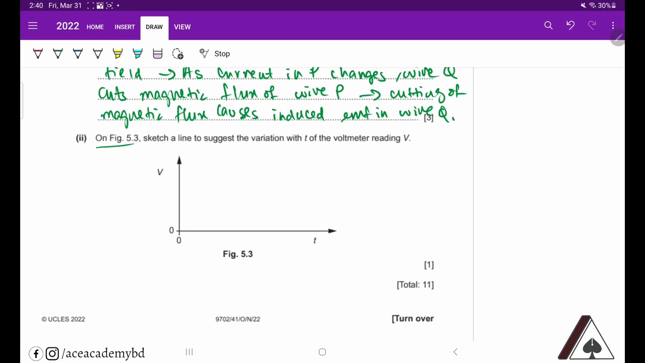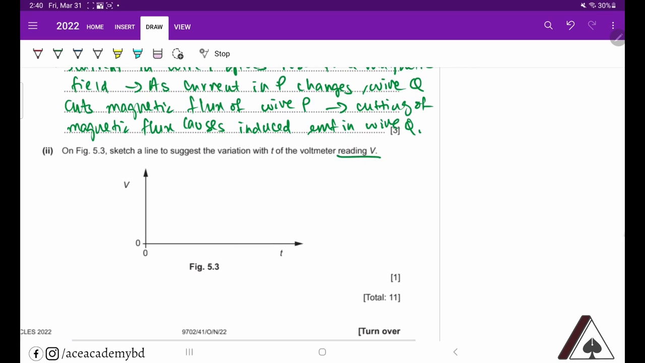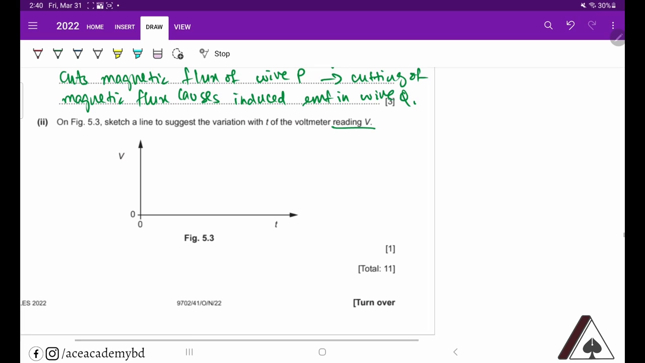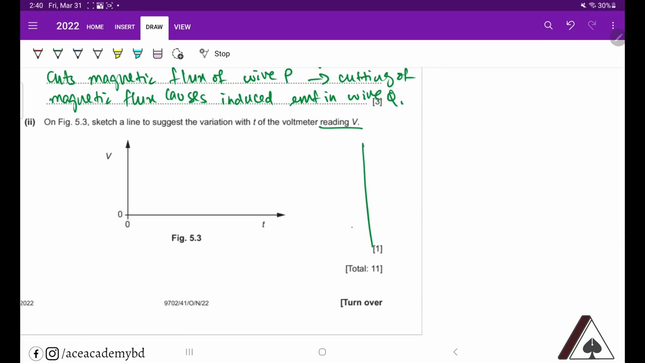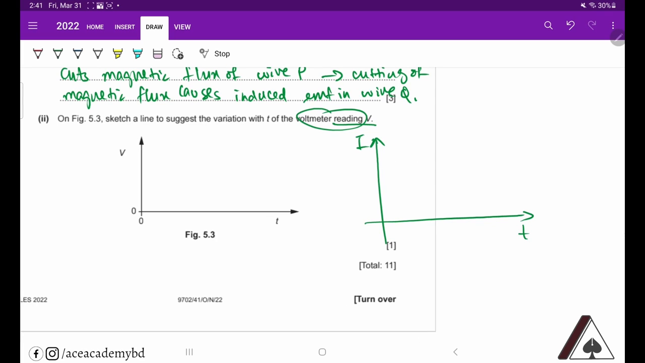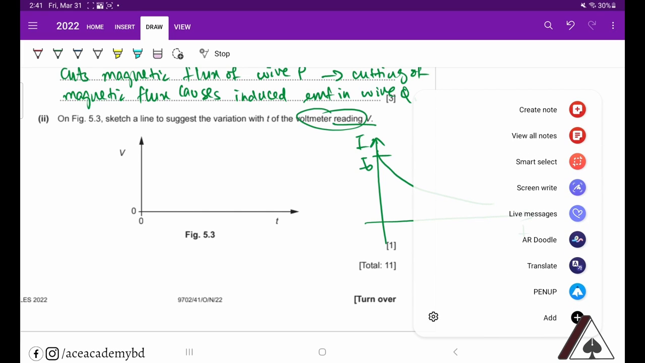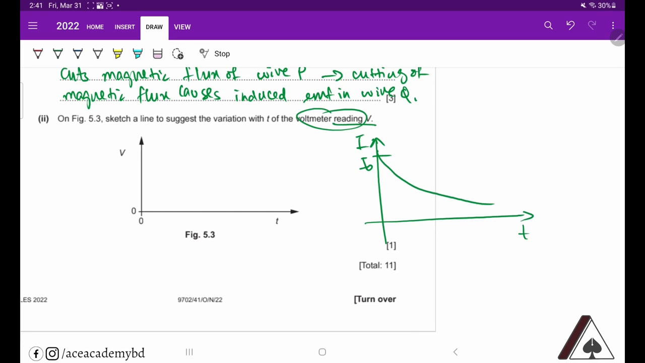Okay, next part, it says on figure 5.3, sketch a line to show the variation of I with voltmeter reading V. So basically over here, this is very much similar to the current graph. The voltmeter reading will show the reading of the induced EMF which is going to take place. So we have seen the current graph as like this. And over here, we can see that the current value is changing.